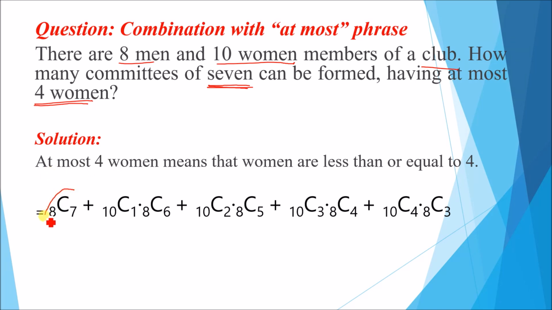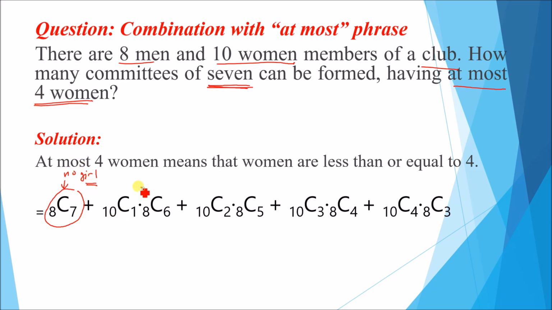Itong unang ito, ibig sabihin, from the expected 7 members, hindi na pumili ng babae. So, wala nang babae dito. Okay? Walang babae dito. Kasi nga, because of the condition at most, ibig sabihin, pwede tayong mag-decide na walang babae dun sa 7. Okay? Kung magkakaroon man ng babae, dapat mataas na yung 4 na babae dun sa bilang.